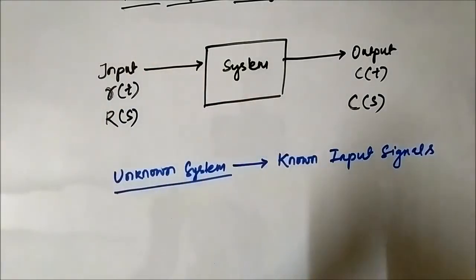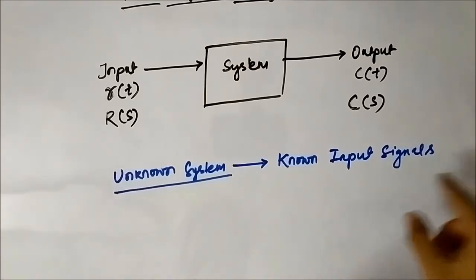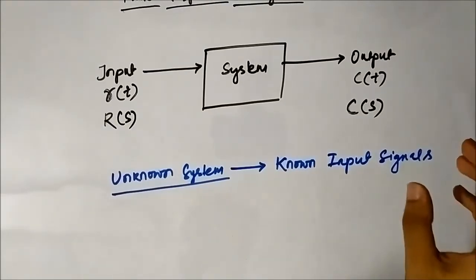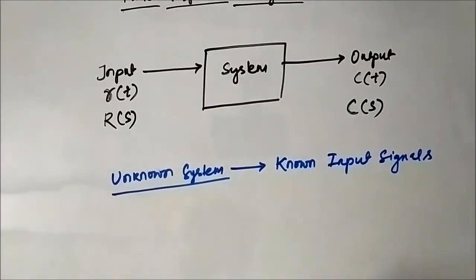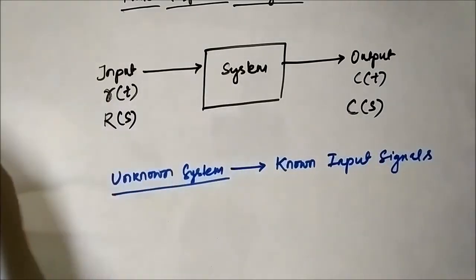So if you want a proper definition of time response analysis, it is the analysis of unknown systems by application of some known input signals and studying the nature of output variation of the system with respect to time. Okay, so the study of the nature of variation of the output of an unknown system with respect to time upon the application of some known input signals is called time response analysis.